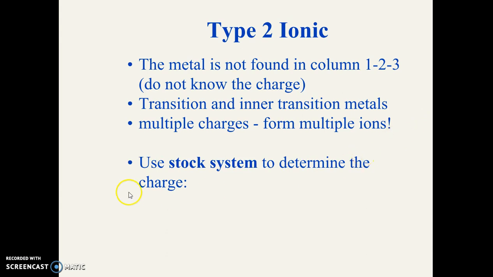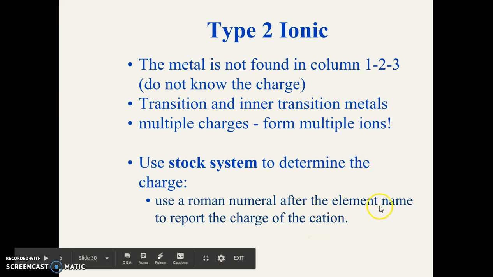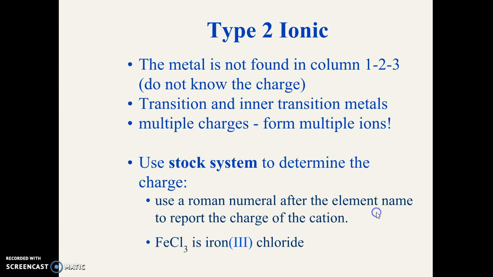We have to use the Stock system, and that's why I've put it in bold so that you can see the Stock system. In the name of these compounds, not in the formula, but in the name, there's going to be a Roman numeral after the name of the metal, and that's going to tell you the charge of the cation. That Roman numeral has to be there. If it's not there, then you don't know what the charge is to be able to write the formula.